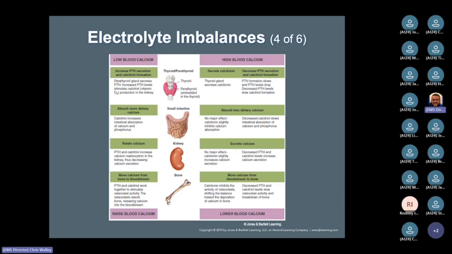All right, there is an illustration shown on your screen that shows the regulation of body calcium. I'm going to let y'all look at that real quick. I'll take a drink of water.